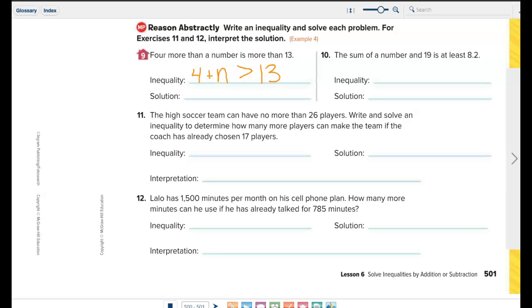We still have to solve it though. So I put my line down the middle. I always work on the side that has the variable, so that's going to be our left-hand side. Since I have a positive 4 with that n, I need to make it a 0 pair with a negative or minus 4. This makes a 0 pair. I have n is greater than 13 minus 4 is 9, and that's your answer.